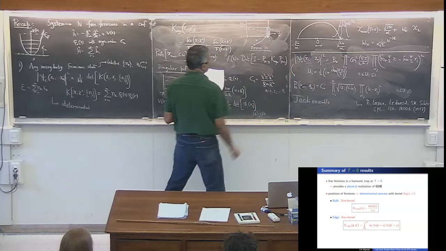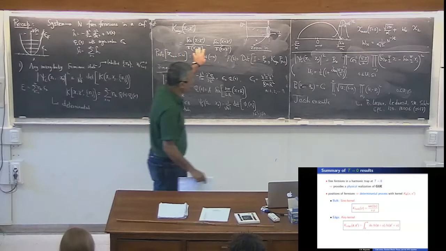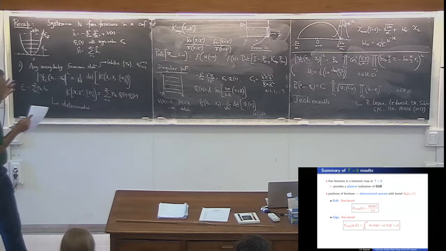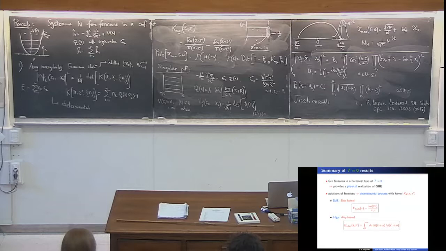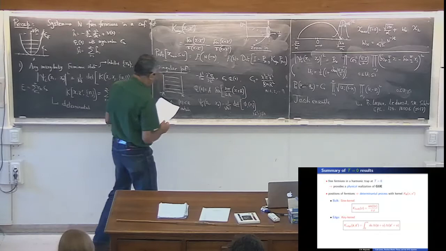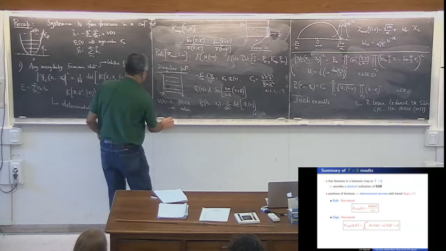This is mentioned in this paper here. But just to show you that not everything is the Airy kernel: if you have a singular potential like a box, which is a natural choice, you get a completely different universality class for the extreme statistics of the rightmost fermion. Okay, so this is a longish recap.